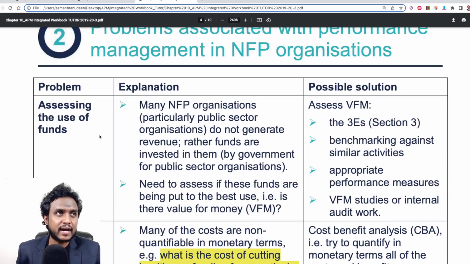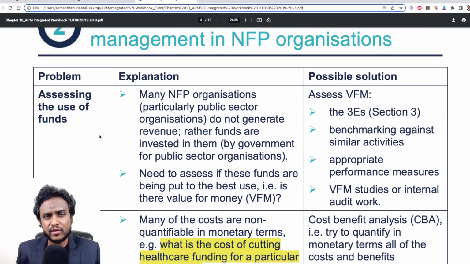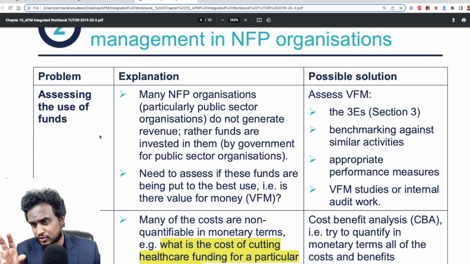Now, how do we actually address these challenges? The first one, assessing the usage of funds. You can use a technique called value for money, right? The three E's approach, which we will be looking at separately in a different segment. But just to tell you, economy, efficiency, and effectiveness, right? Those are the three E's. So whether you're using the funds well, you would use the three E's format to assess.